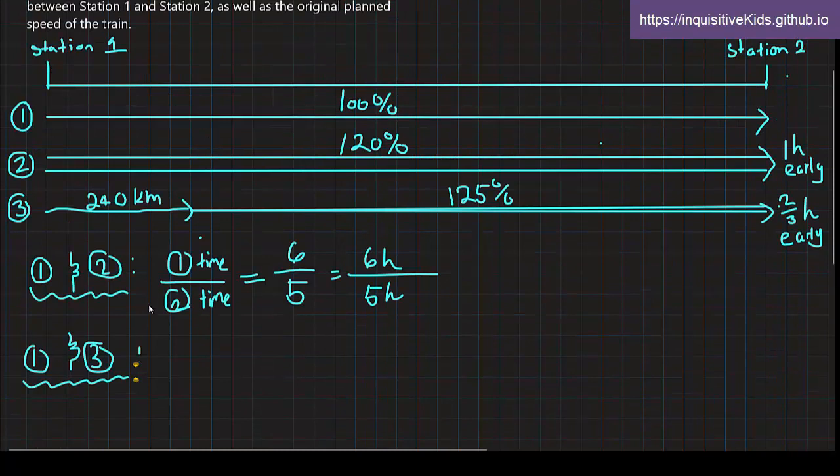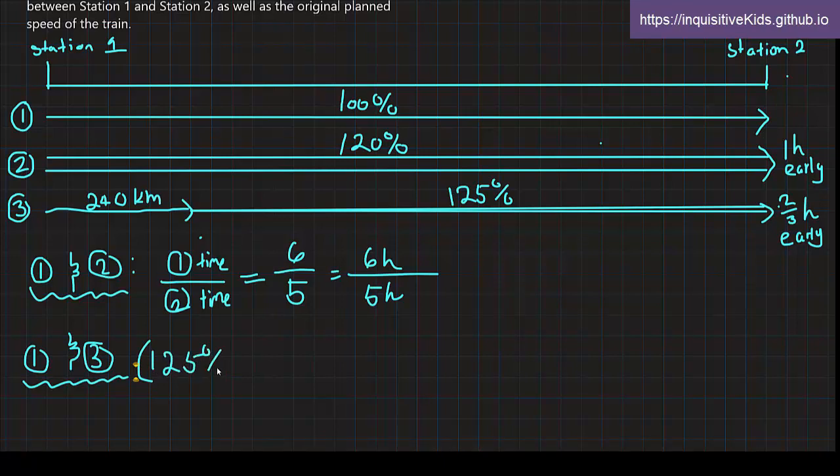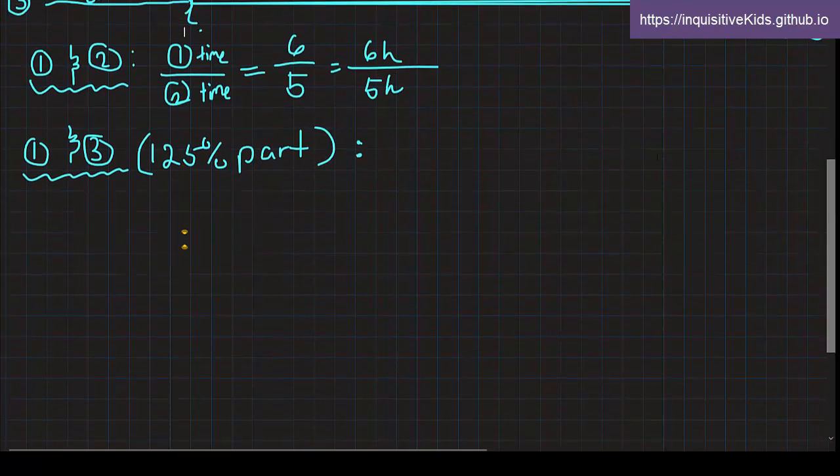Especially now for 1 and 3, I'm going to write the 125% part. Why? Because when I compare this, I'm only doing the part that's after the squiggly line. I'm just comparing the part that's after the squiggly line. All right, so that is the 125% part. I'm just doing abbreviations for myself.